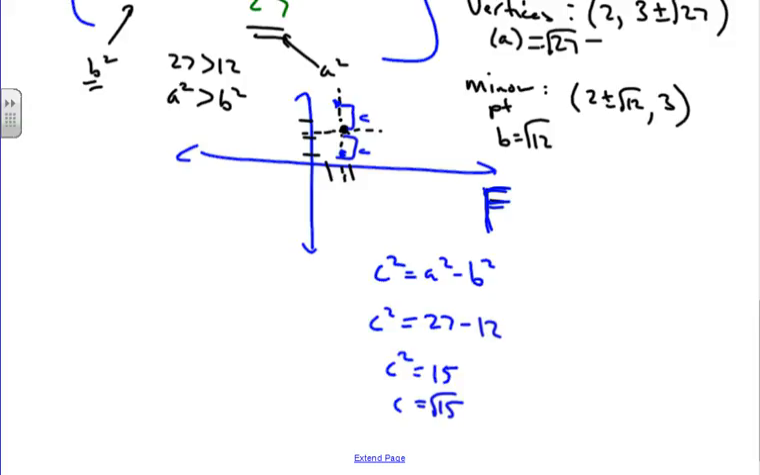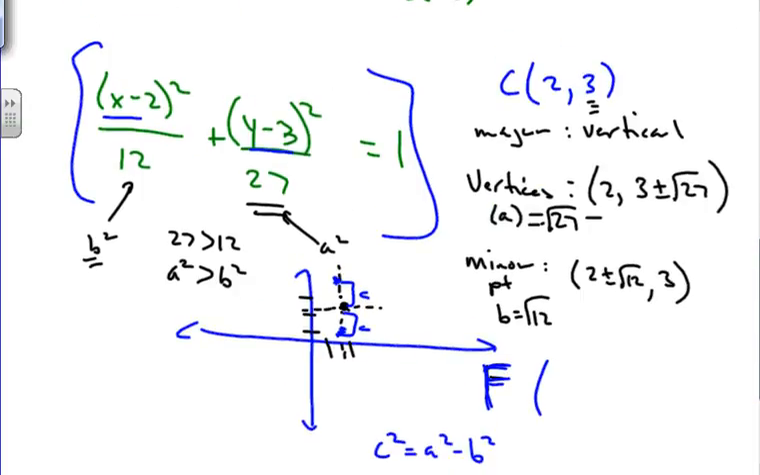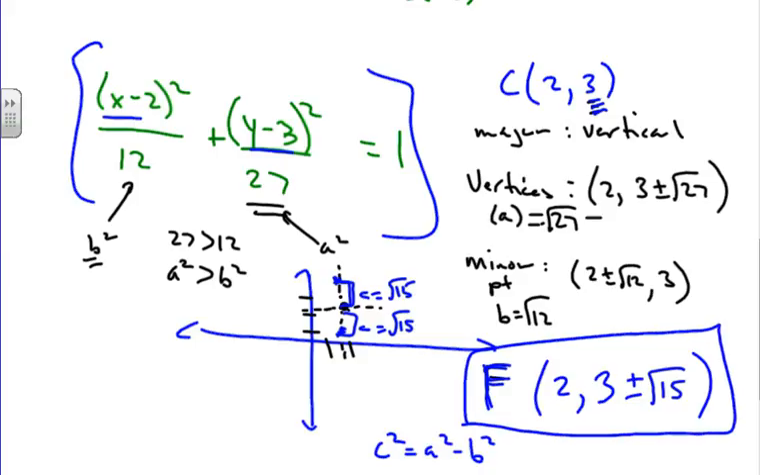Since our foci are on the major axis, sorry, not minor axis, major axis, we have to add the c value to, hopefully you're guessing, the y of our center point. So our foci are going to be located at 2, and then 3 plus and minus the square root of 15. So we can go square root of 15 units up and square root of 15 units down, and that's where we find our foci. We had to use this equation to help us figure that out, because that's the c value. We need c in order to find the foci.